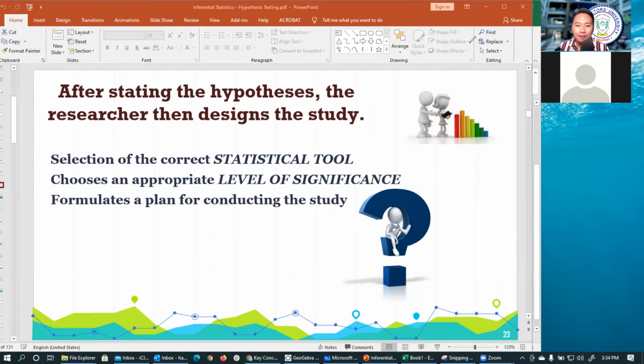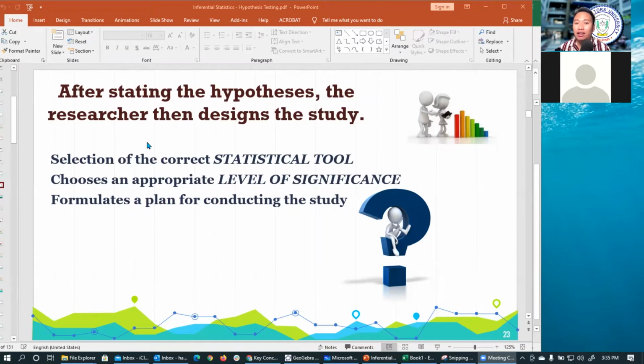This one, guys, is the selection of the correct statistical tool, choosing an appropriate level of significance, and formulating a plan for conducting the study. These are the things that you need to do after stating the null and alternative hypothesis. Now, be careful with the statistical tool because there are a lot of them. There are many statistical treatments, guys, or statistical tools.